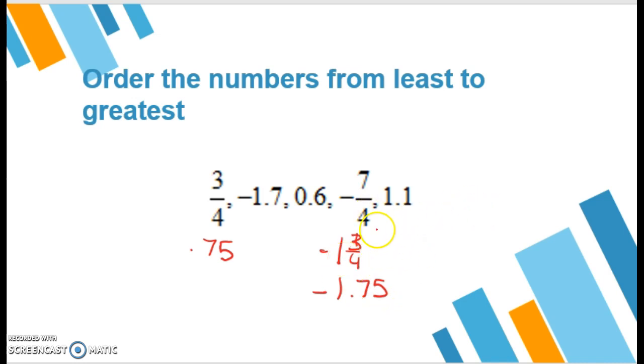Let's see. So I'm going to start with -7/4, because this is -1.7. This is -1.75. So this is more negative. So then my next answer is going to be -1.7. And then I'm going to have, let's see, 0.6, 3/4, 1.